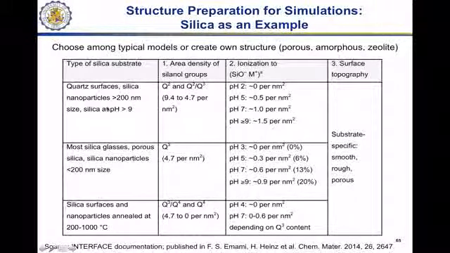So the first thing is, think about what experimental system you want to simulate, and then accordingly choose a model. Quartz surfaces or large nanoparticles require a different area density of silanol groups and different ionization than, for example, regular silica glass, according to pH value, or an annealed silica nanoparticle. The surface model database actually includes more than 20 models already that cover these different conditions, and they can be used and also further customized as needed.